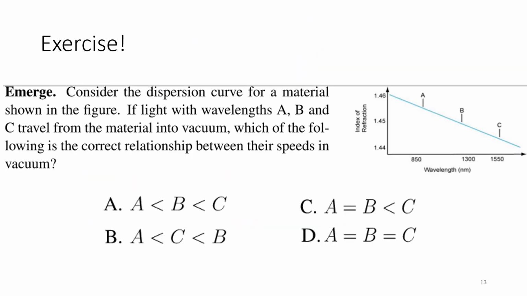So here we consider the dispersion curve for a material shown in the figure. If light with wavelengths A, B, and C travel from the material into the vacuum, which of the following is the correct relationship between their speeds in vacuum? The hint is that we're looking for their speeds in vacuum and not in a specific material. So I'll give you a few seconds to think about it.